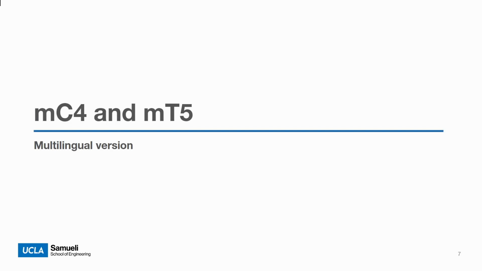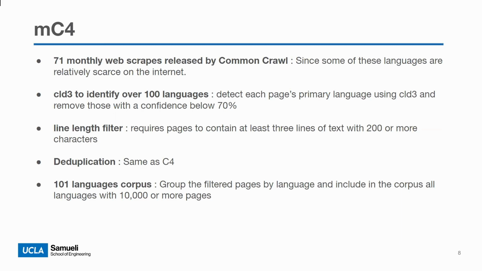I'll quickly talk about how the multilingual version of the C4 dataset, which we just talked about, is created for the MT5 model. So moving on to the next slide. For mC4, we basically scrape the dataset for 71 months instead of 1 month. And if you can imagine the size of the dataset, 71 times 20 TB, this was huge.